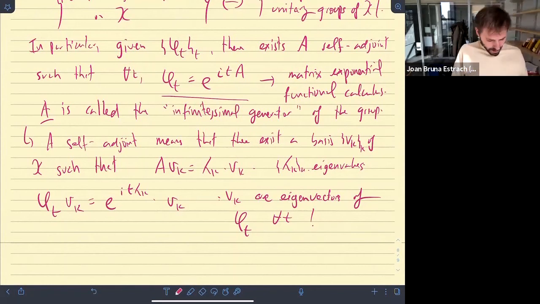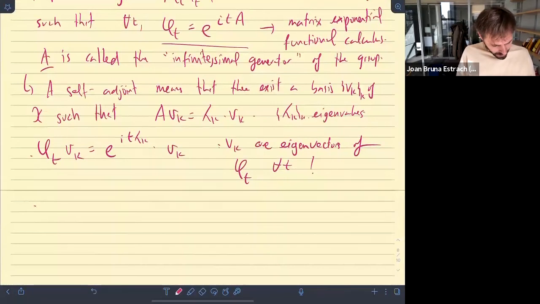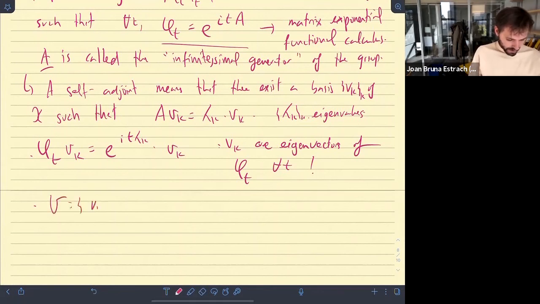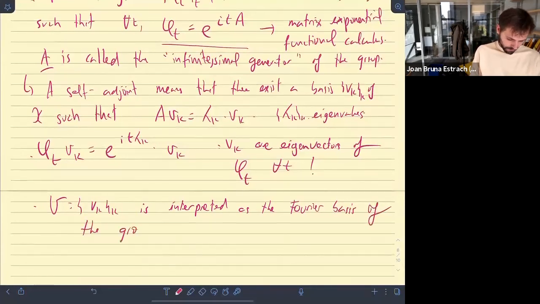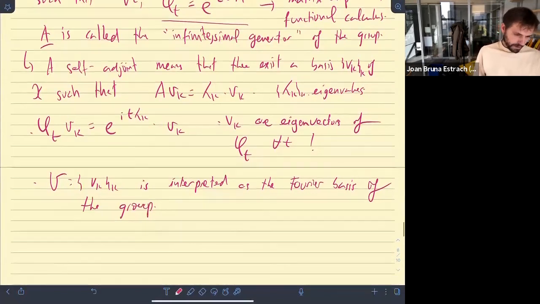So, and then I don't know if Celestia made this connection, right? But this basis V is interpreted as the Fourier basis. Okay.